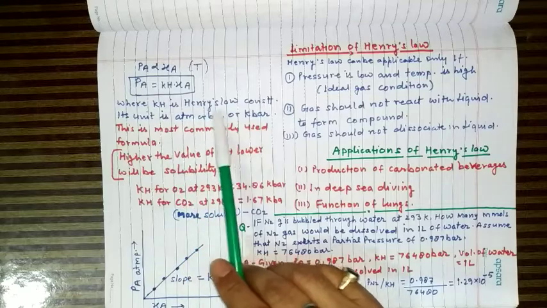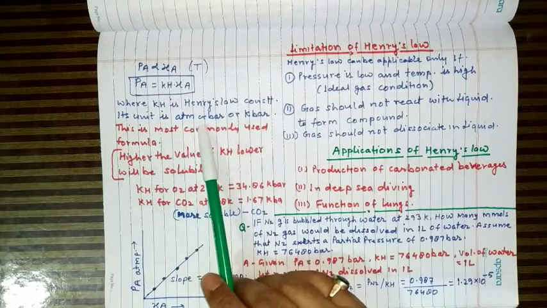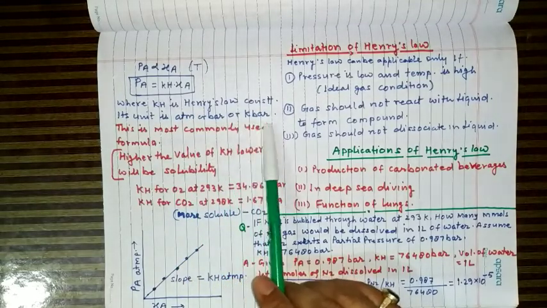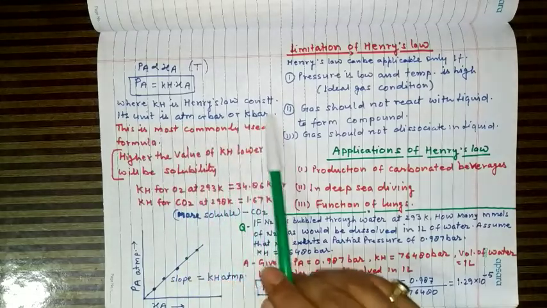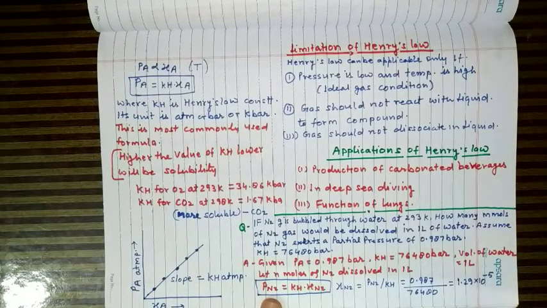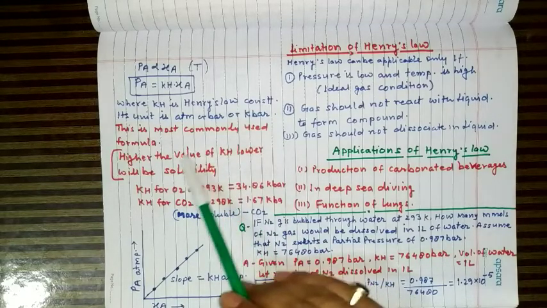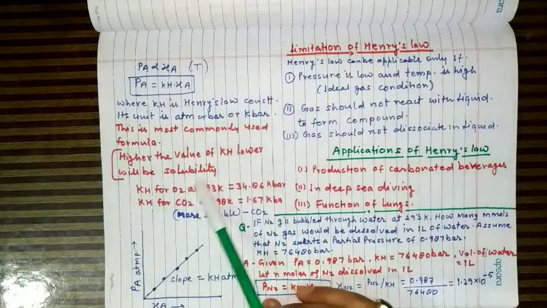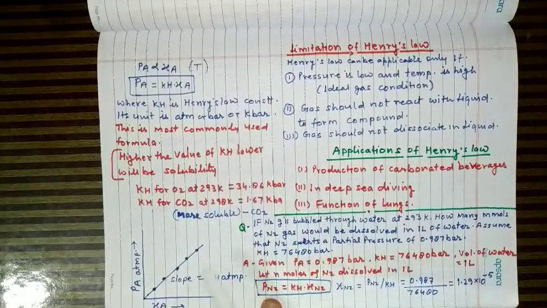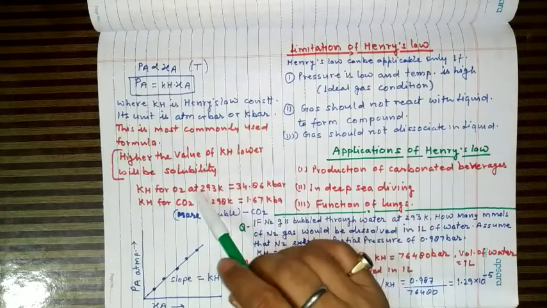Here Kh is Henry's law constant and its unit is atmosphere or bar or kilobar. This is the most commonly used formula. Sometimes you will be given the Kh value of two different gases and you are asked which is more soluble. So note here that Kh has a reciprocal relation with solubility. Higher the value of Kh, lower will be its solubility.